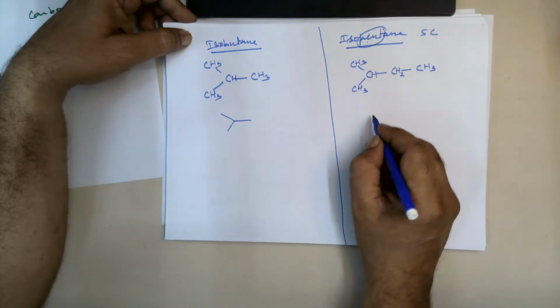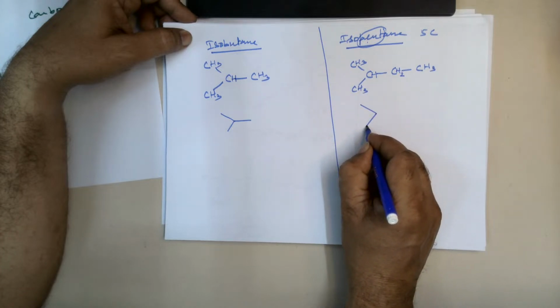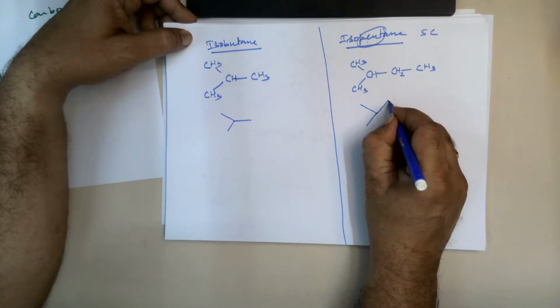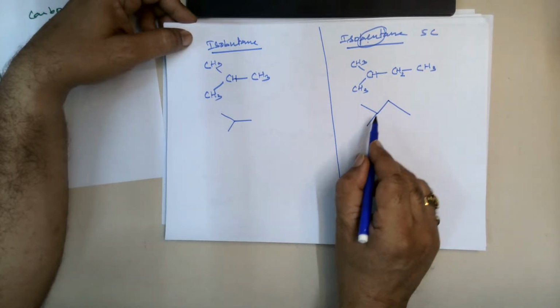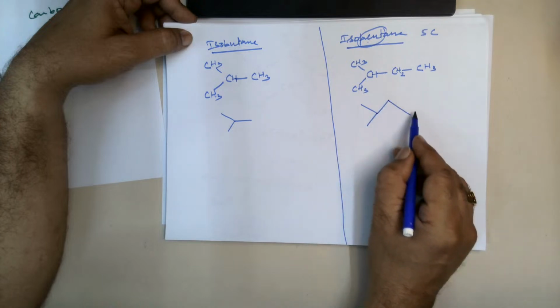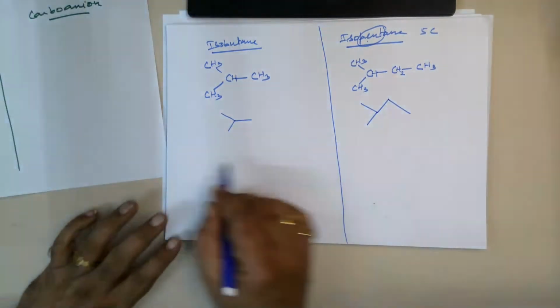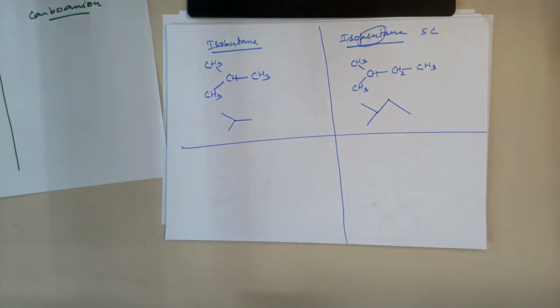How to represent by bond line formula? CH3, CH, CH3, and you can put CH2, CH3. That's all. So CH3, CH3, this is CH, this is CH2, this is CH3. So this is the easy way of drawing the structures of organic compounds.